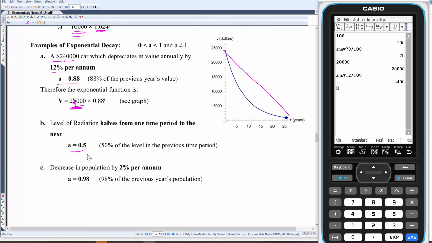Same thing happens with radiation. Radiation has a half-life. So whatever the thing that we're looking at, the amount of radioactivity in the substance will decrease by half. And so again, what you do is you start with the amount there, and then it will halve and halve and halve, keep halving. A decrease in population by 2% per annum represents a 0.98 A value, or 98% of the previous year's population.